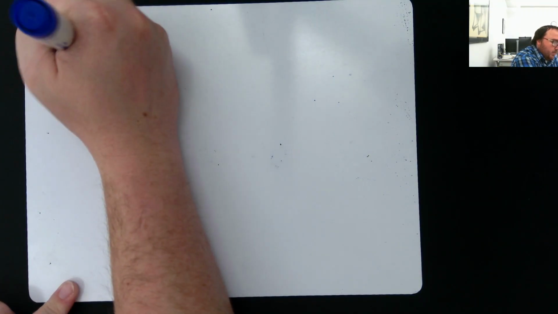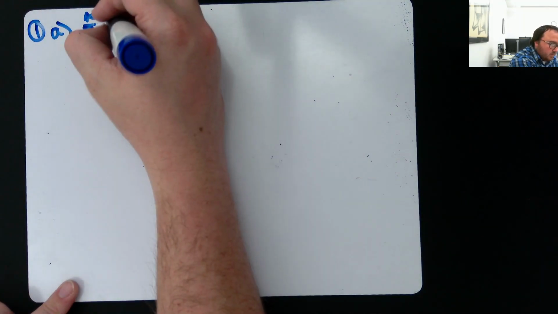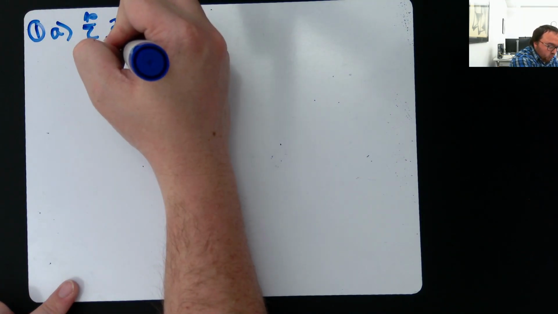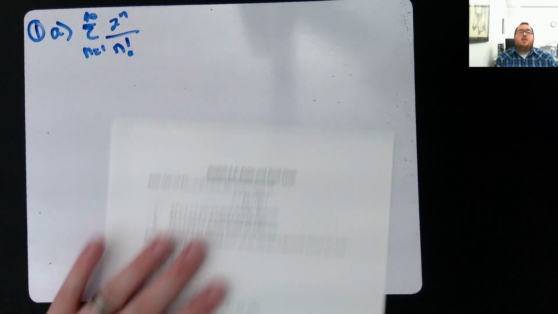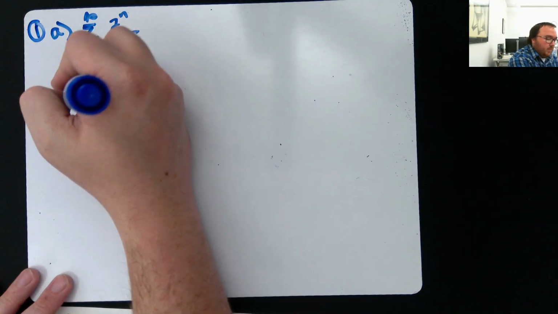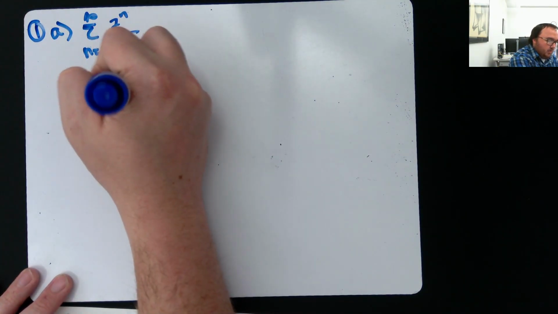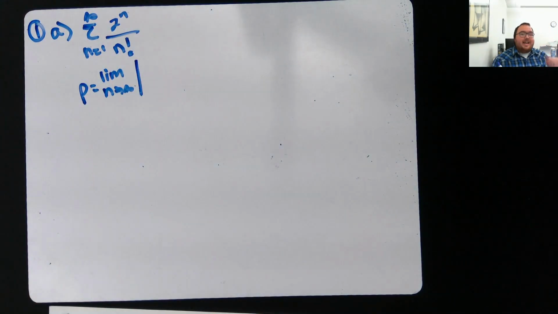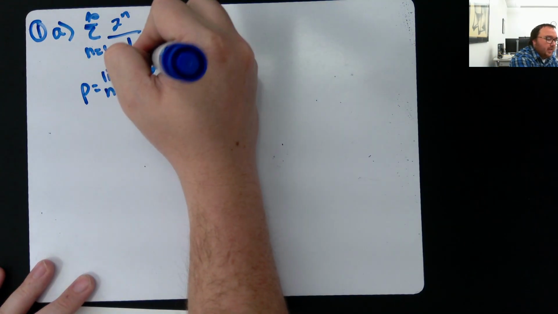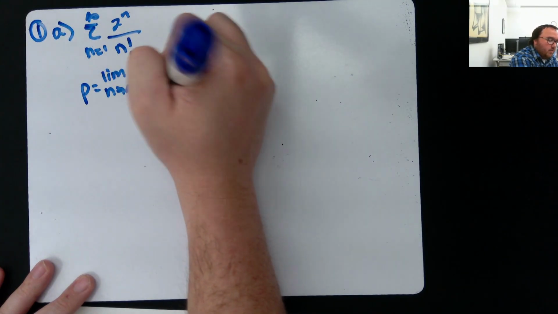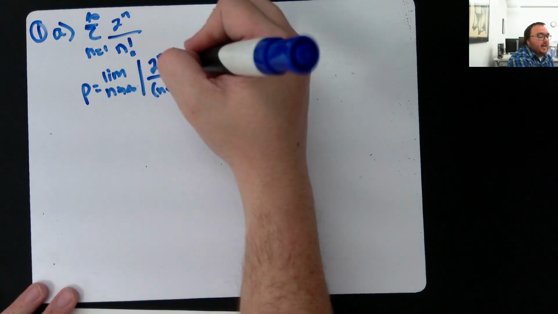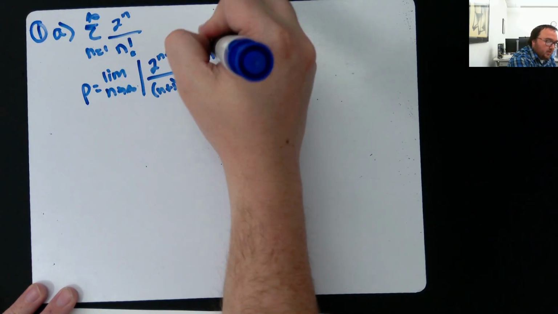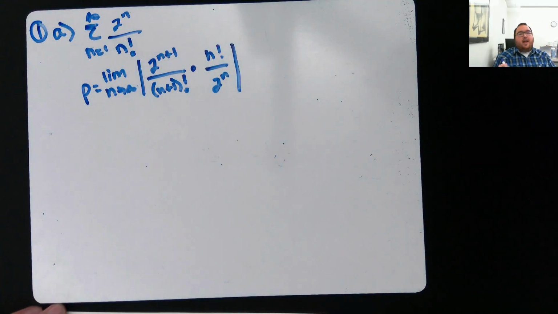On A, sum from n equals 1 to infinity, 2 to the n over n factorial. Once again, I see something weird right there. This is a weird term. If you see something weird, use this test. So what I'm going to do is find rho, which is the limit as n goes to infinity of the absolute value. Plug in n plus 1. So 2 to the n plus 1 over n plus 1 factorial, divided by what I had to start with. That's like saying times, flip it, n factorial over 2 to the n. And let's see what happens there.